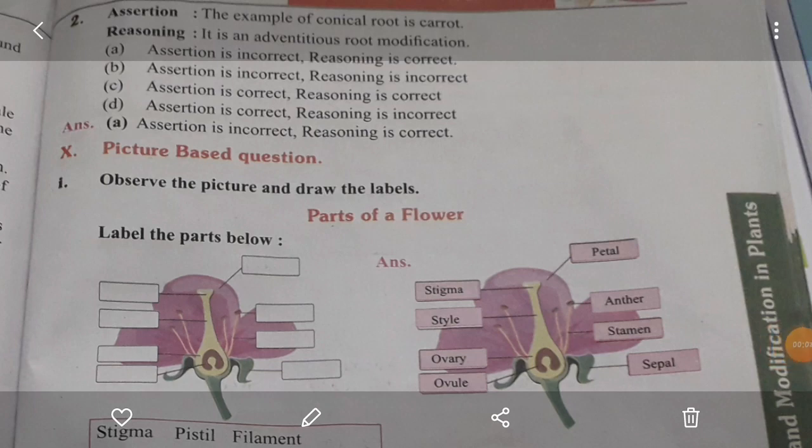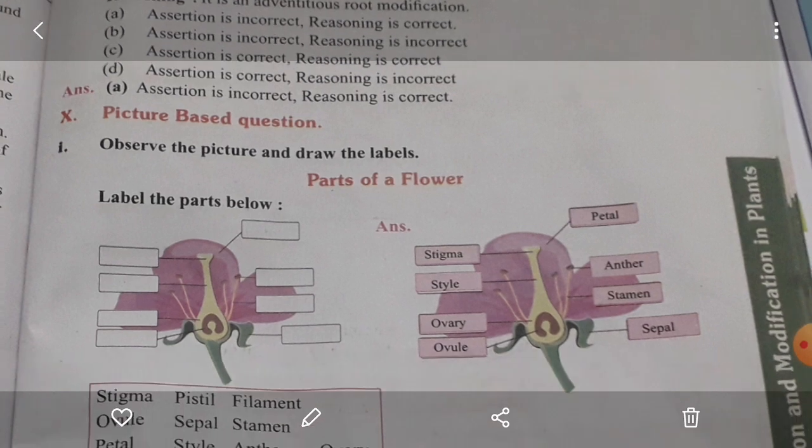Okay, children, fine. See the second question. The example of conical root is carrot. The statement is true, children. Reason: it is an adventitious root modification. Here the answer is option A. So assertion is incorrect and reason is correct. Is this clear to you, children? So the second one, answer is option A.